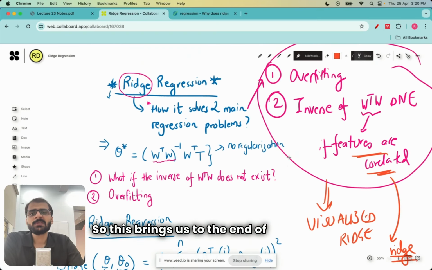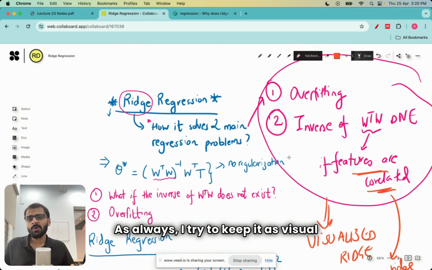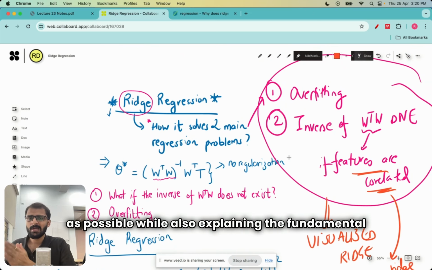So this brings us to the end of this lecture. As always, I try to keep it as visual as possible while also explaining the fundamental mathematics.